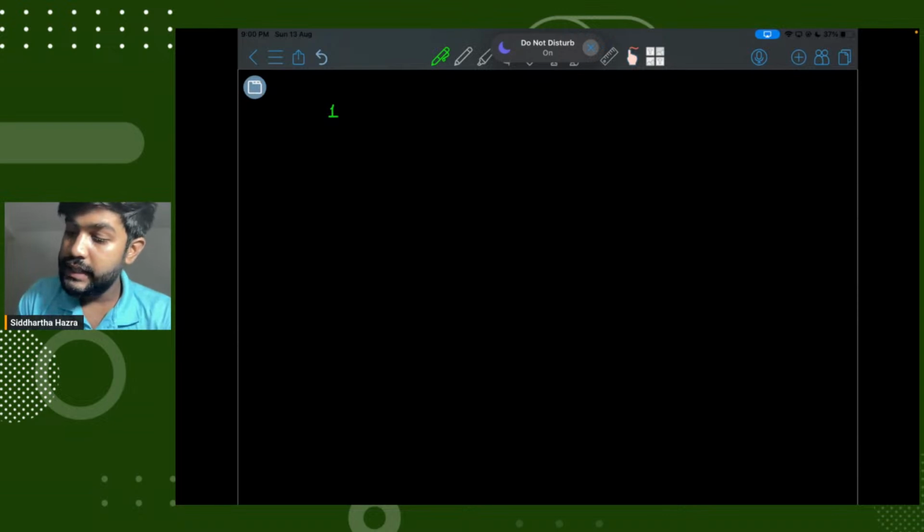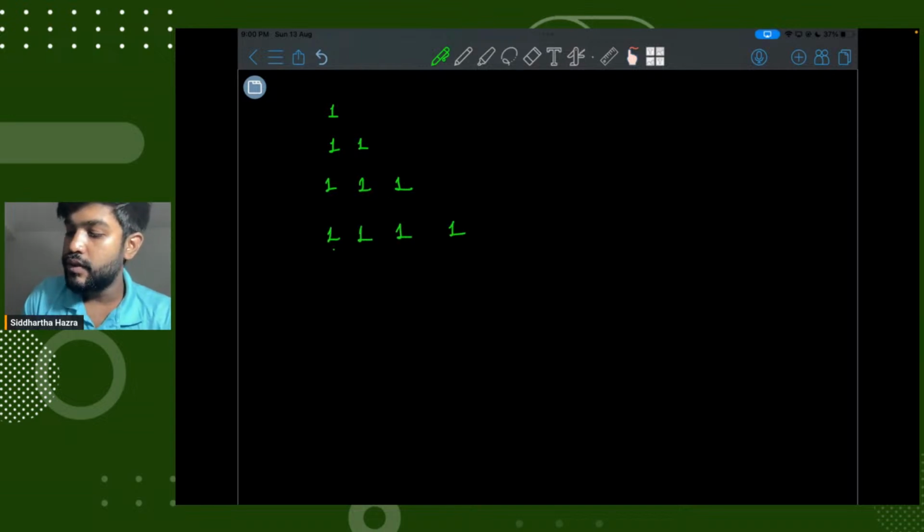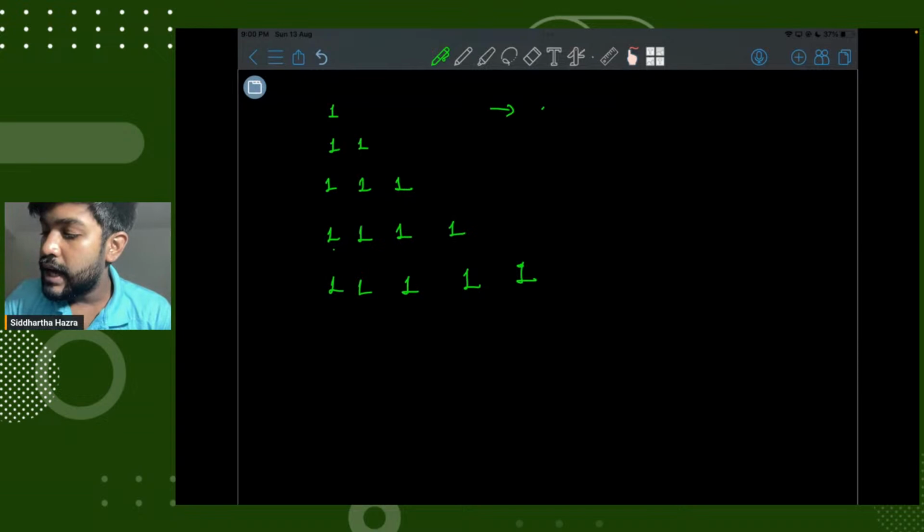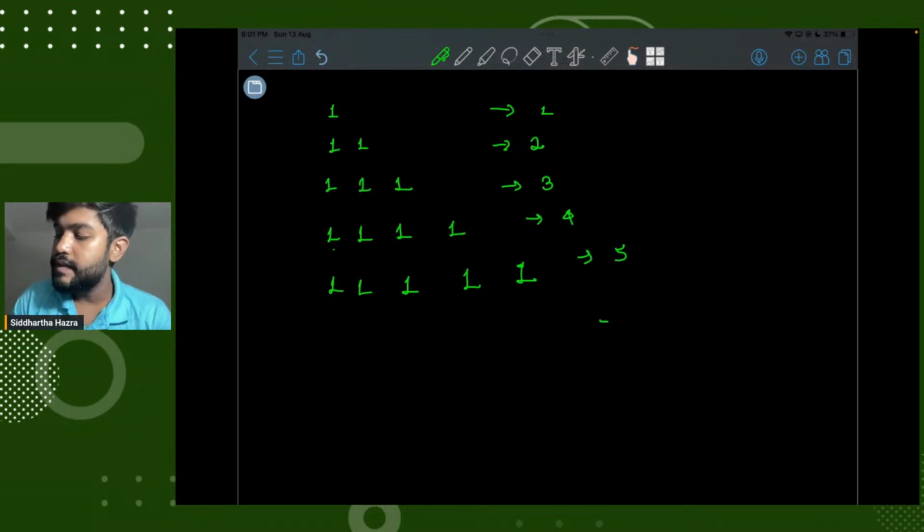Here we are told that we would be building up staircases where the first staircase would have 1, the next staircase would have 2, the third staircase would have 3, the fourth one would have 4, and the last one would have 5. So you can see a staircase kind of thing. The very first one has one element, the next one has two elements, the third one has three, the next one has four, and the last one has five itself.